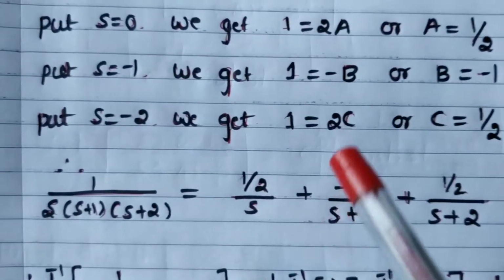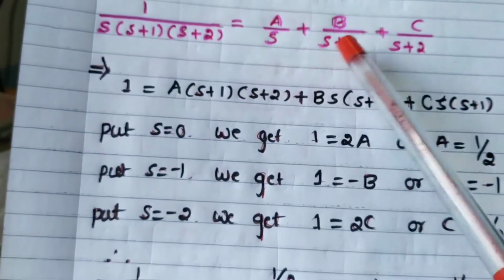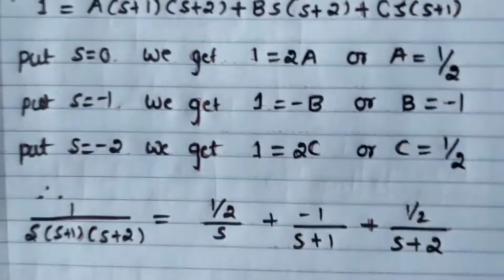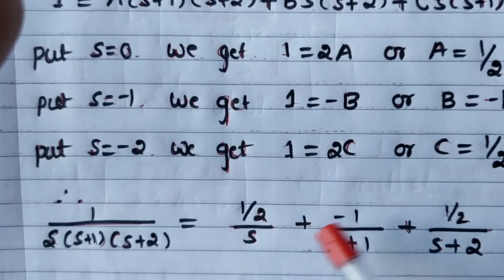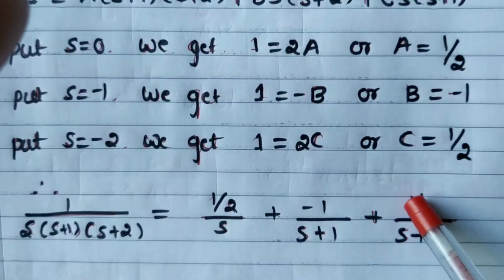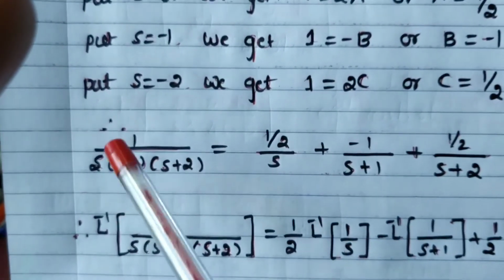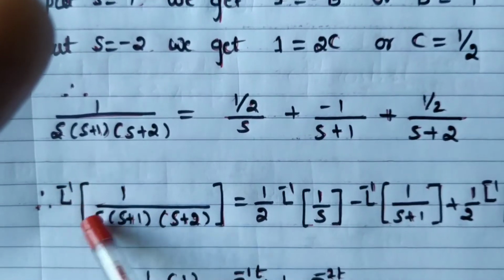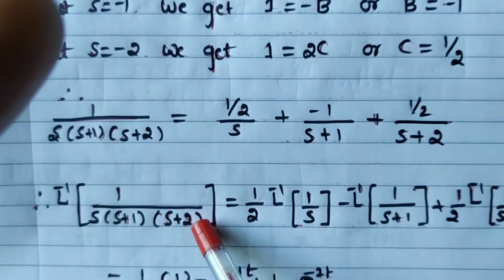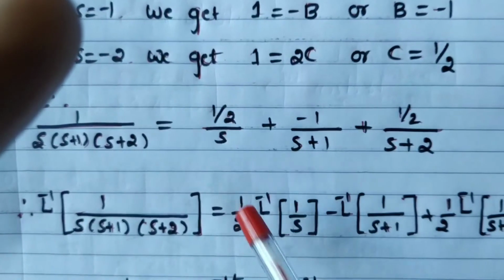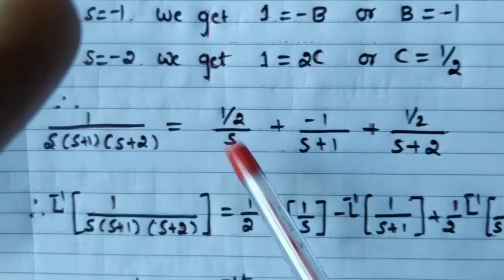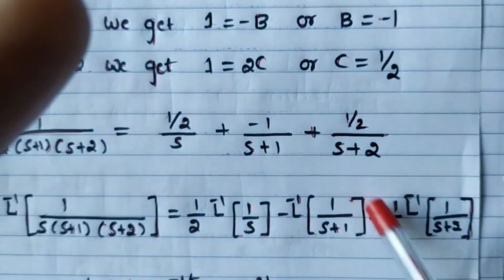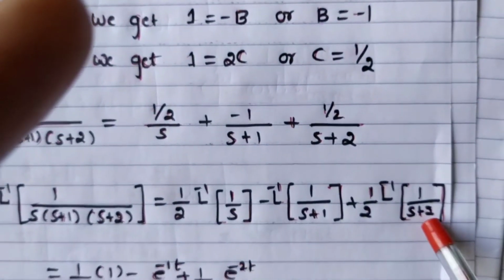Put all these values in place of a, b, c. Therefore 1 by s into (s plus 1) into (s plus 2) is equal to (1 by 2) divided by s, plus minus 1 by (s plus 1), plus (1 by 2) divided by (s plus 2). Operate L inverse on both the LHS and RHS. L inverse of 1 upon s into (s plus 1) into (s plus 2) equals, taking 1 by 2 common, L inverse of 1 by s minus L inverse of 1 by (s plus 1) plus 1 by 2 into L inverse of 1 by (s plus 2).